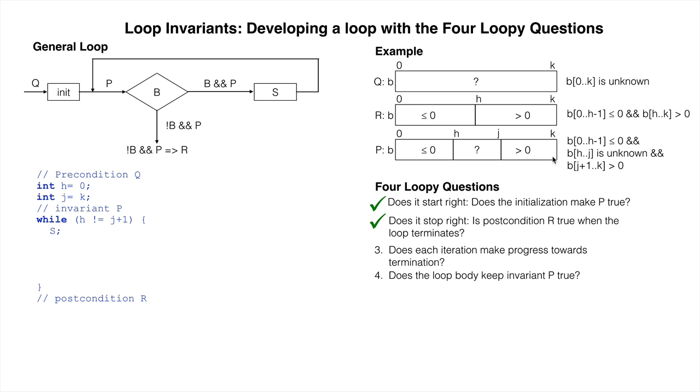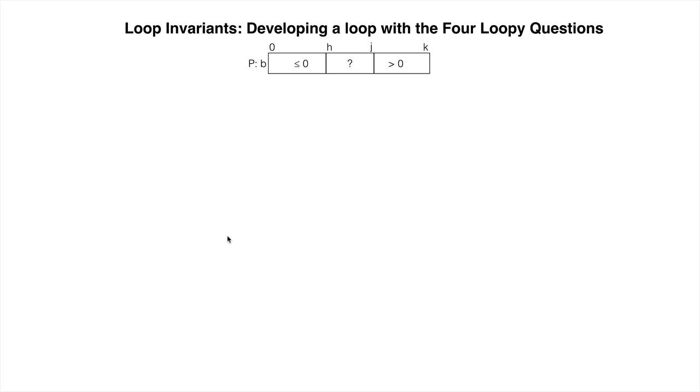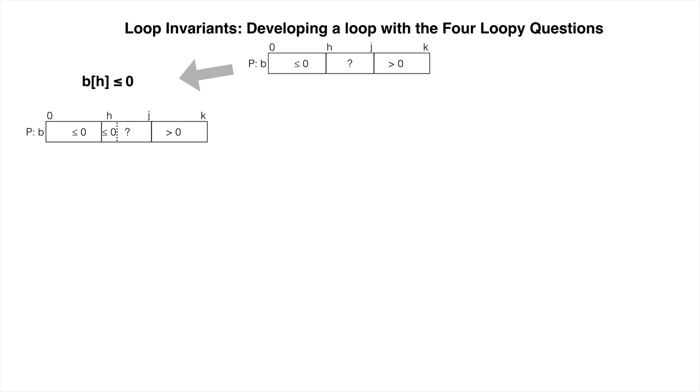We will look at the element b at h. This element is either positive or non-positive, and we should do something different in each case. This calls for an if statement. Let's examine what happens in each case. If b at h is less than or equal to 0, then we should place it in the leftmost segment. We can do this by simply incrementing h by 1. This is done with the statement h becomes h plus 1.